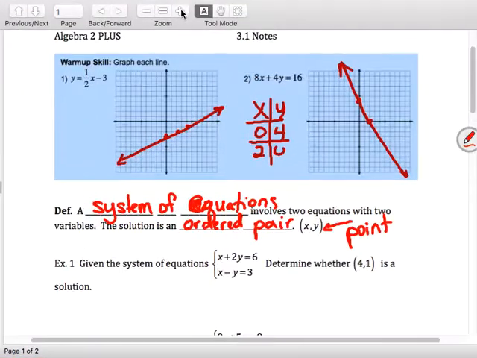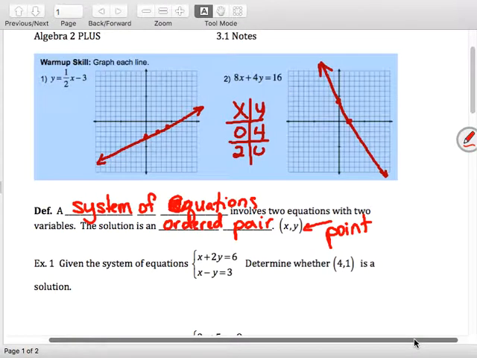All right, so again, a system of equations involves two equations with two variables. The solution is an ordered pair, x comma y, which is a point. So let's look at example 1. It says, given the system of equations, determine whether 4 comma 1 is a solution.